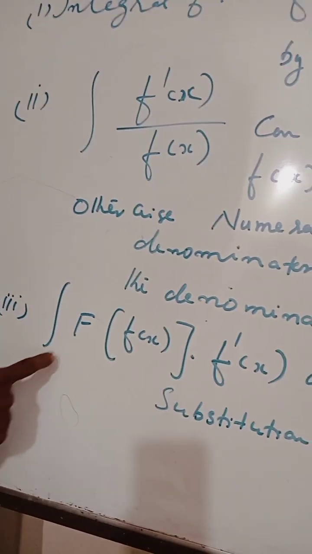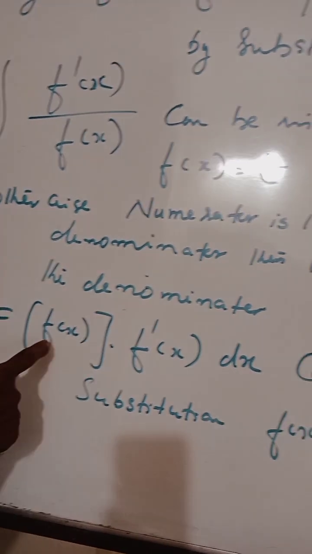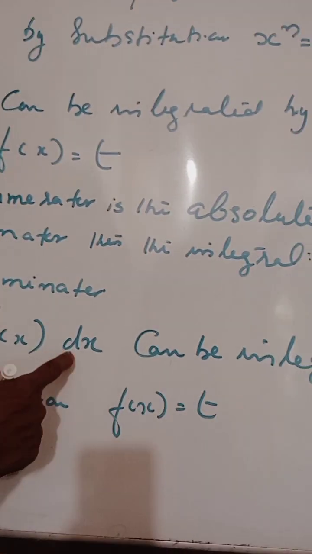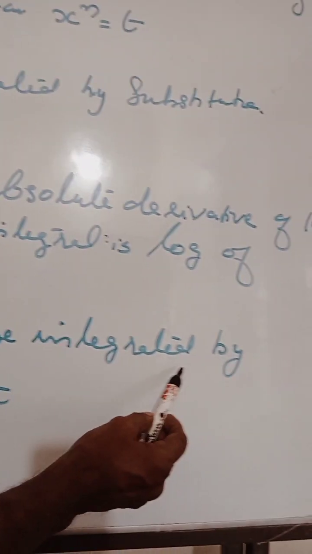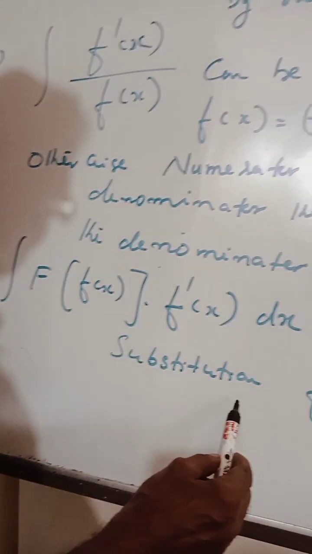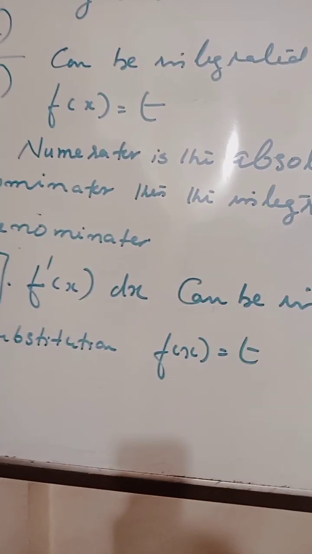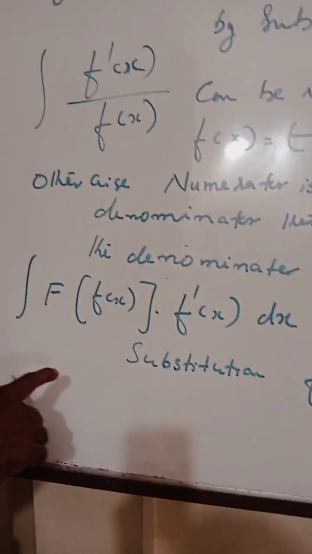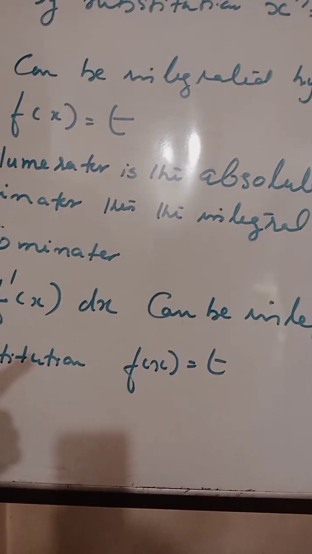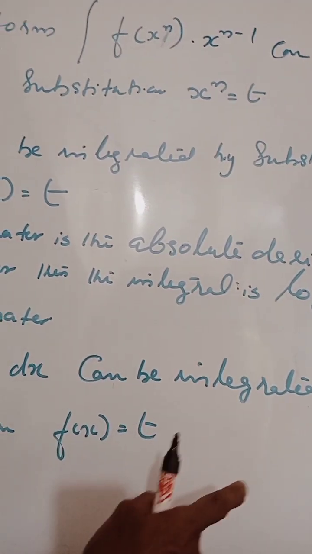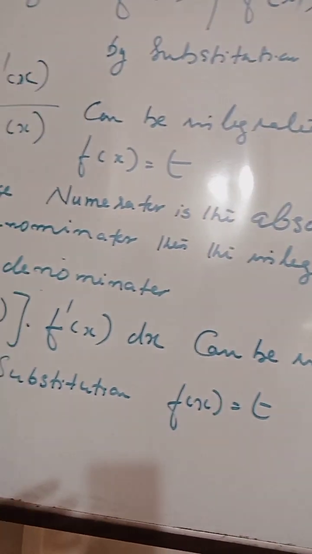Third type, integration of capital F of x into f dash x dx can be integrated by substitution f of x is equal to t. These are all you keep in your mind while integrating by substitution.